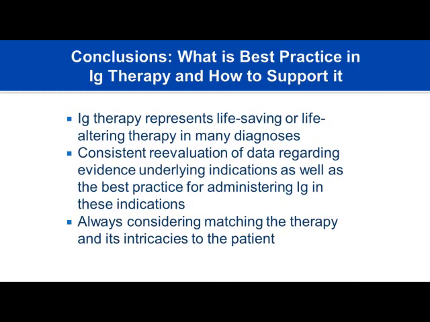So in the last slide, I would like to conclude what is the best practice in immunoglobulin therapy and how to support it. Immunoglobulin therapy represents life-saving or life-altering therapy in many diagnoses of all different types, that the consistent reevaluation of data regarding the evidence underlying these indications, as well as the best practice for administering immunoglobulin therapy in these indications, is essential. And finally, always consider matching the therapy and its intricacies to the particular patient.